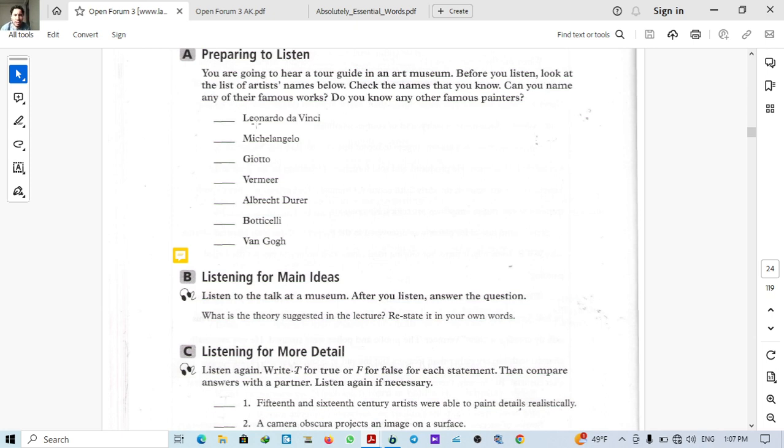So, in case you know any other artists, you can also add them to the list, for example, their names. This is quite up to your background knowledge, whether you know these people or not. If you know them, for example, you can tick them. And moreover, if you know, for example, the type of works that they are producing, you can even name them.